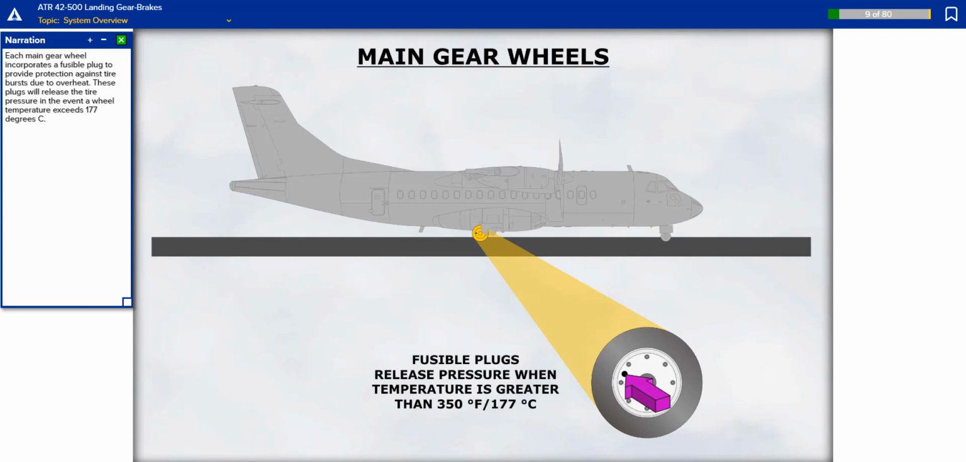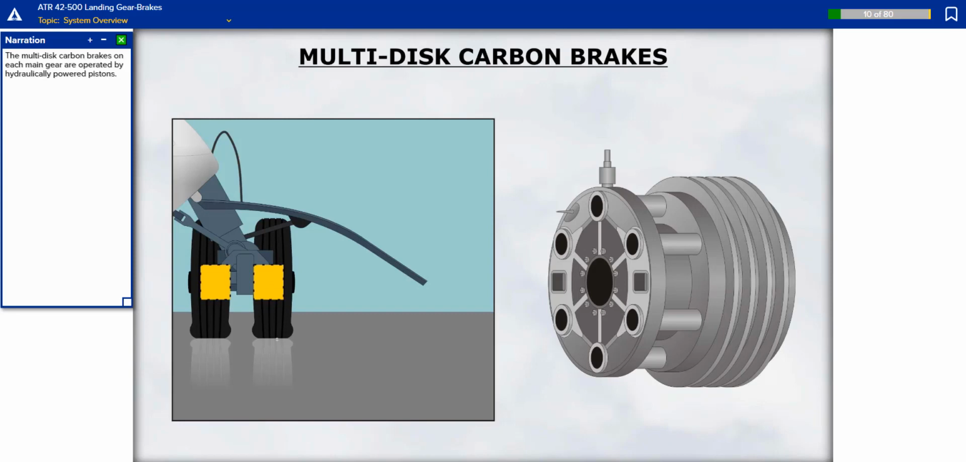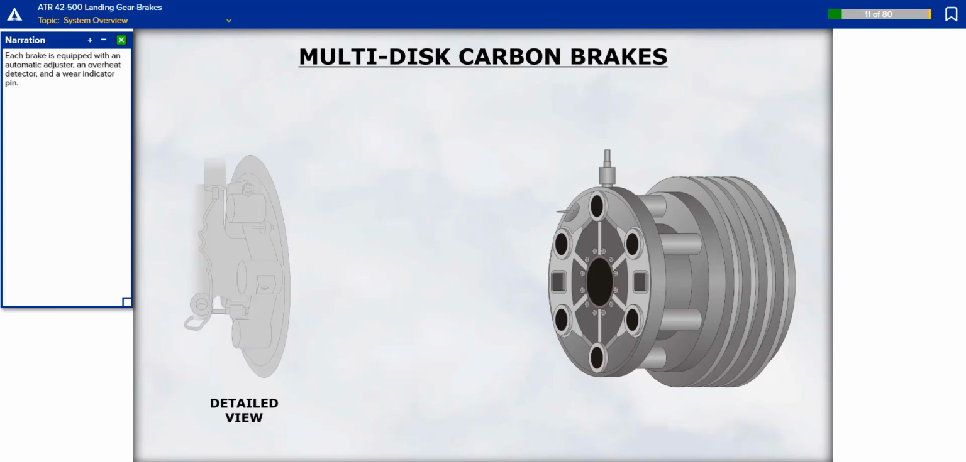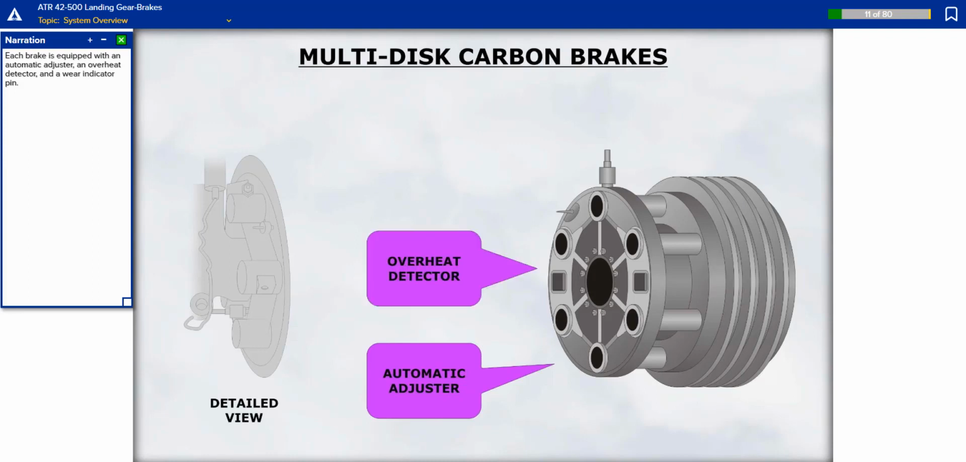Each main gear wheel incorporates a fusible plug to provide protection against tire bursts due to overheat. These plugs will release the tire pressure in the event a wheel temperature exceeds 177 degrees Celsius. The multi-disc carbon brakes on each main gear are operated by hydraulically powered pistons. Each brake is equipped with an automatic adjuster, an overheat detector, and a wear indicator pin.